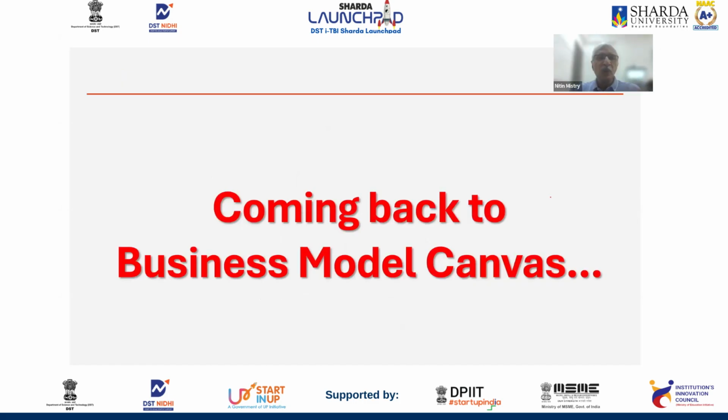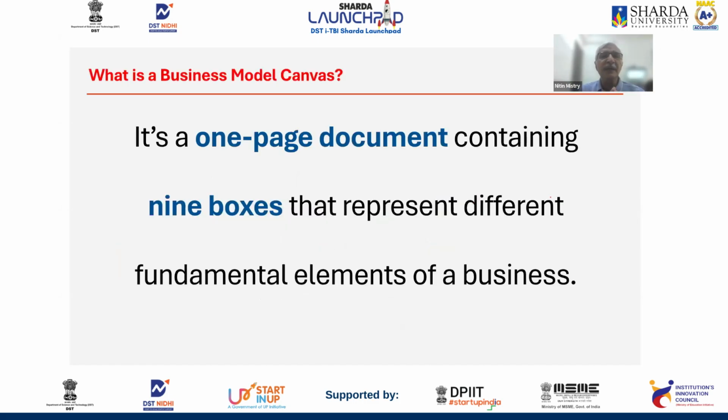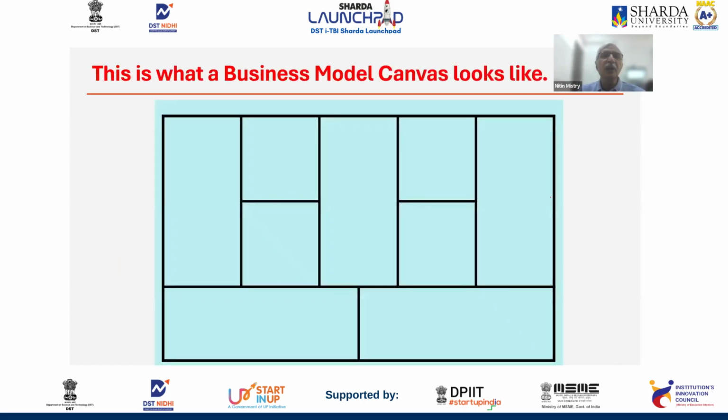This is how it is. Now coming back to the business model. It's a one-page document containing 9 boxes that represent different fundamental elements of the business. So how does it look? It looks more or less like this. These are the 9 boxes, right?